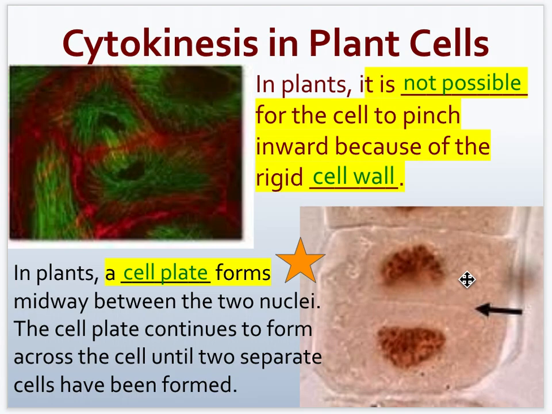So cytokinesis in plants can't really pinch in the middle because they have that really rigid hard cell wall that surrounds them. So instead a plate, and you can see a baby little plate starting to form here, basically a plate will form inside of plant cells, and that plate will cause the division.